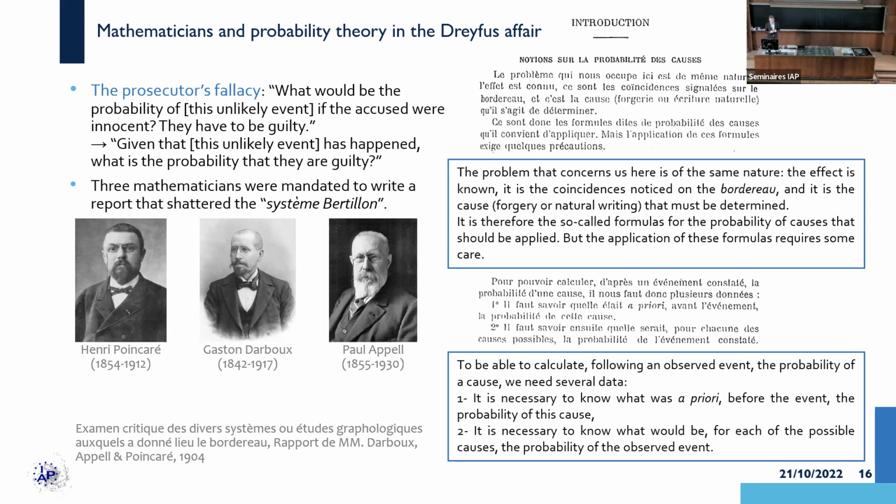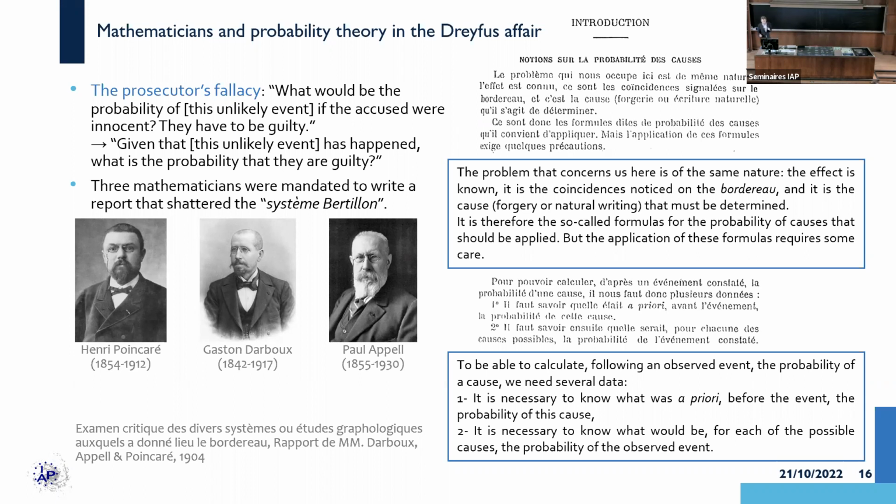The effect is known. It is the coincidences noted on the bordereau. That's the sheet of paper that we talk about. And it is the cause, forgery or natural writing, that must be determined. It is therefore the so-called formulas for the probability of causes that should be applied. That's now what we call Bayes' formula. But the application of this formula requires some care.